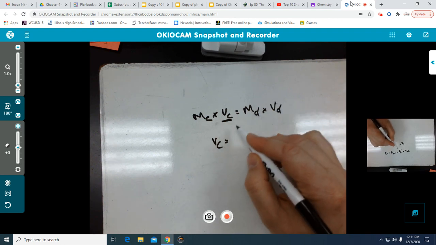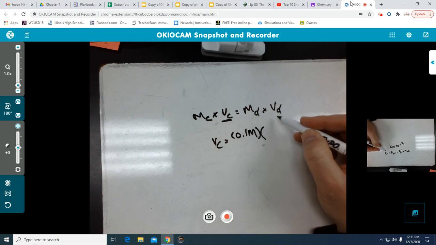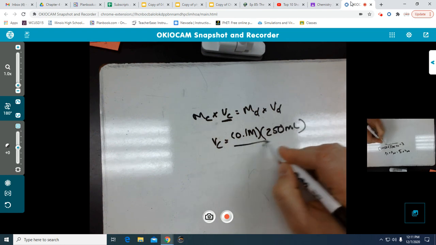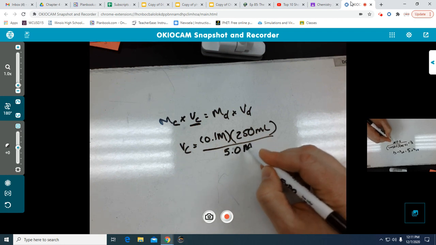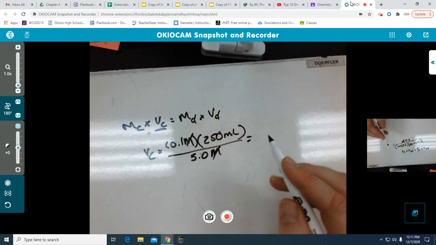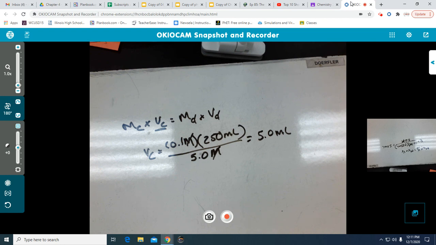So our diluted concentration is 0.10 molar. Our final volume of our diluted solution is 250 milliliters. And our initial concentration was 5.0 molar. Our molar units cancel out. Do our math right here. We find that we will need 5 milliliters of our concentrated solution to make this particular diluted solution.